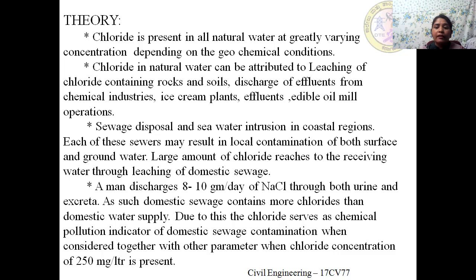A large amount of chloride reaches the receiving water through leaching of domestic sewage as well as seawater intrusion. Hence, the chloride content has to be determined because it serves as a chemical pollution indicator. It indicates the chemical pollution of domestic sewage contamination when it is considered together with other parameters, when the chloride concentration increases more than 250 mg per liter.